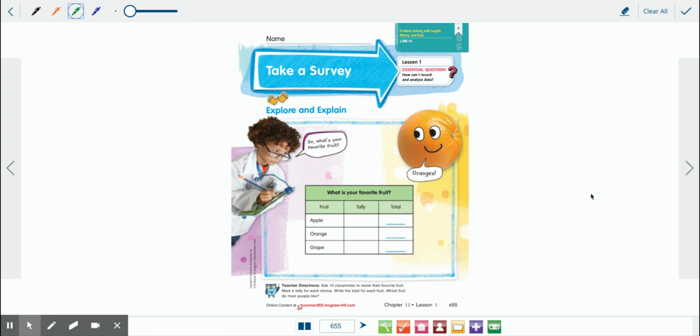We are now looking at lesson 1. It is called Take a Survey. You should be looking at page 655 in your math packet.